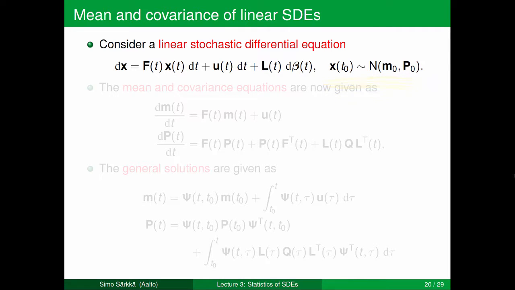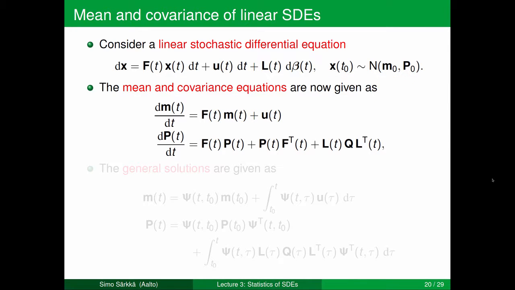Using the results from this lecture, we see that the mean and covariance equations are now given as follows. The time derivative of mean m is equal to F times m plus u. And the time derivative of P, the covariance, is equal to F times P plus P times F transpose plus L times Q times L transpose. So this is exactly the same solution that we obtained already before.